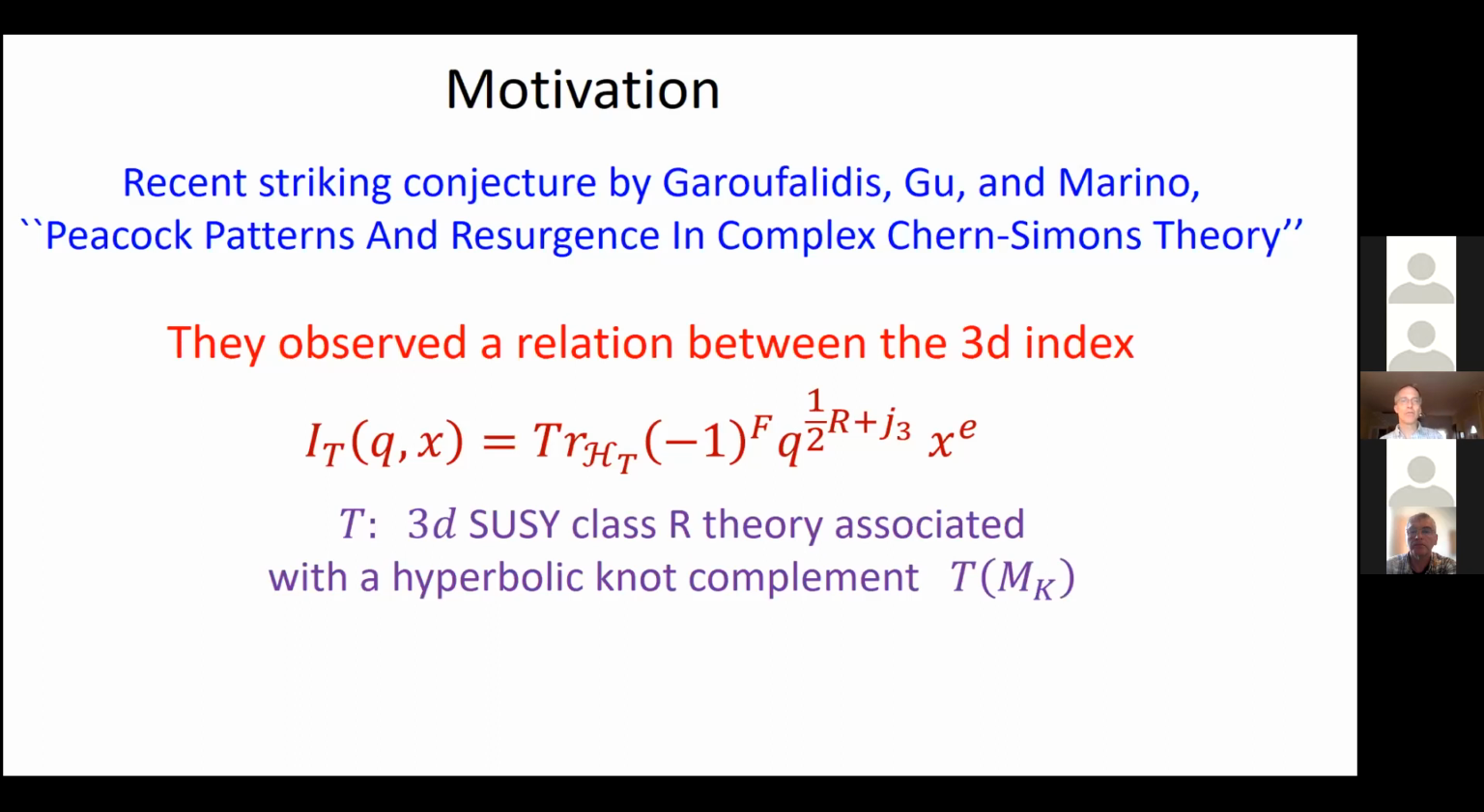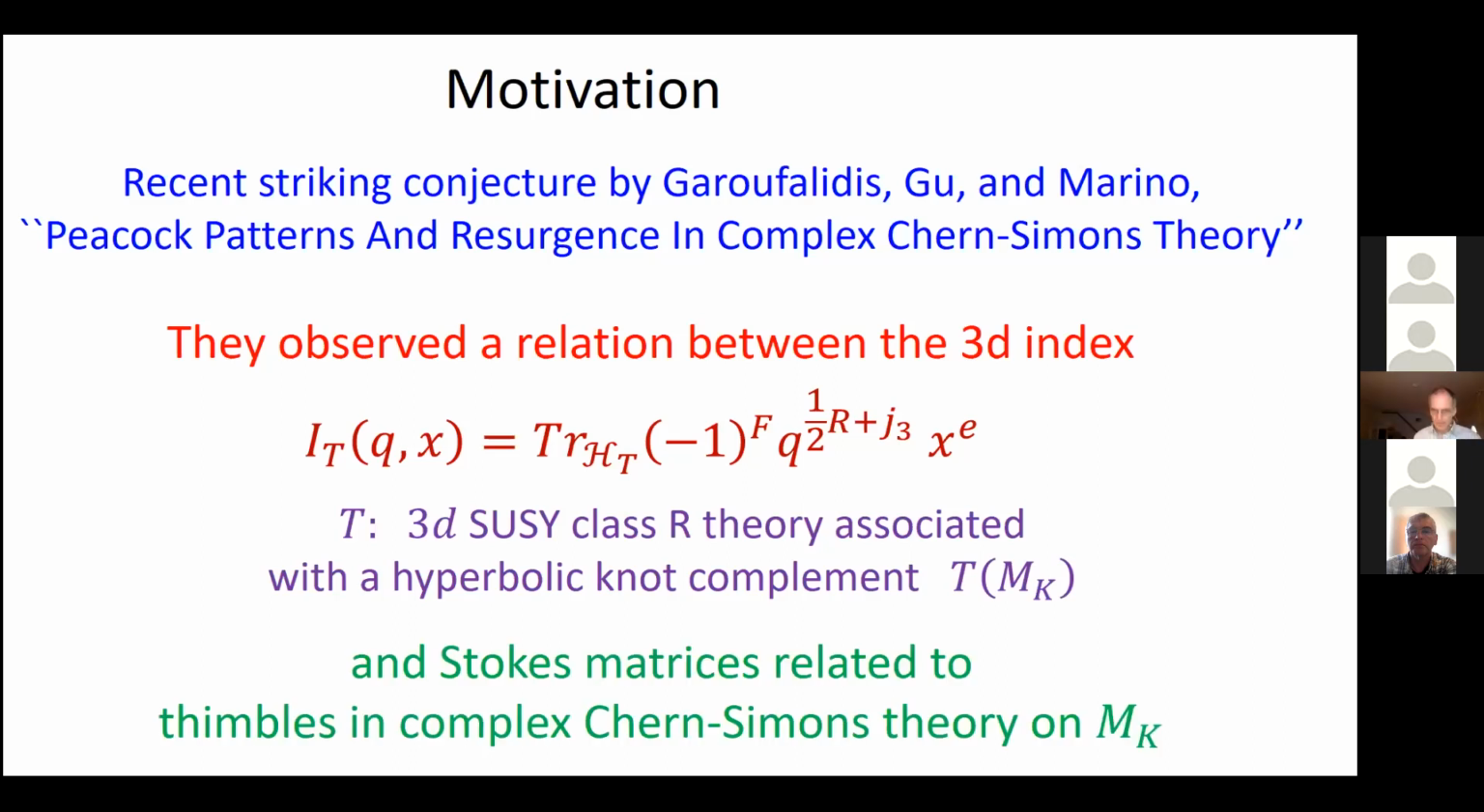The quantum field theory in question is a theory known as a class R theory associated with a hyperbolic knot complement, M sub K, where K is a knot inside S3. M sub K is the knot complement; it's a hyperbolic three-manifold. To that, you can associate a certain three-dimensional quantum field theory, which I'll review in a moment. Three-dimensional quantum field theories with supersymmetry have Witten indices, character-valued Witten indices, and that gives us a QX series.